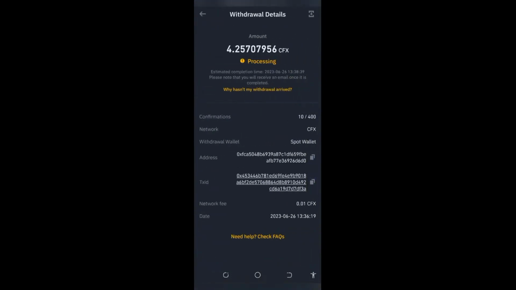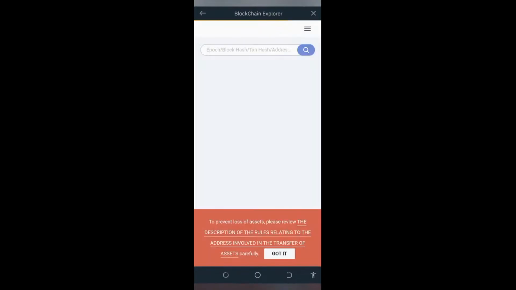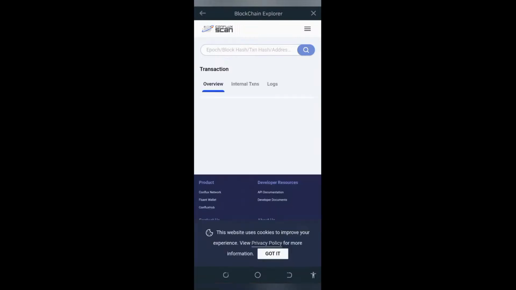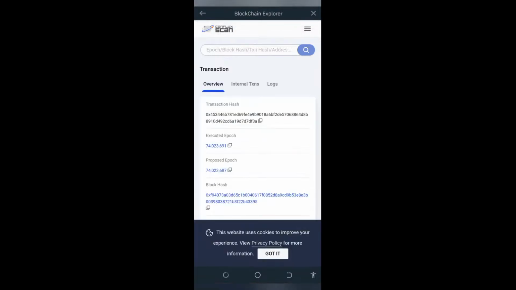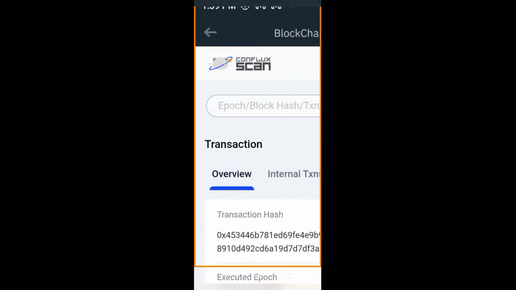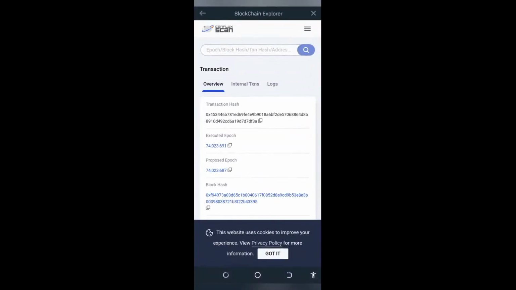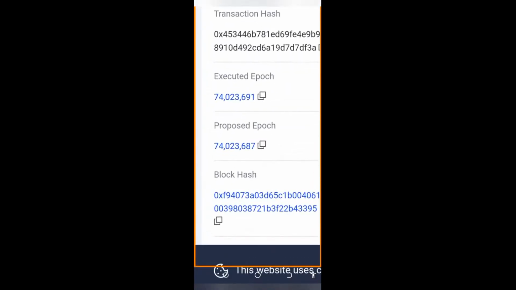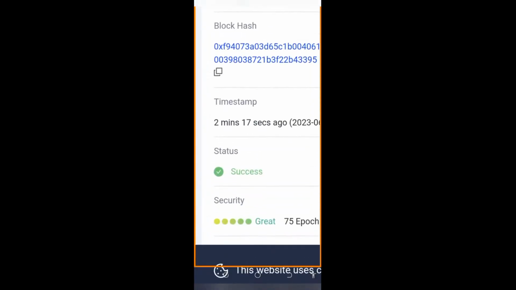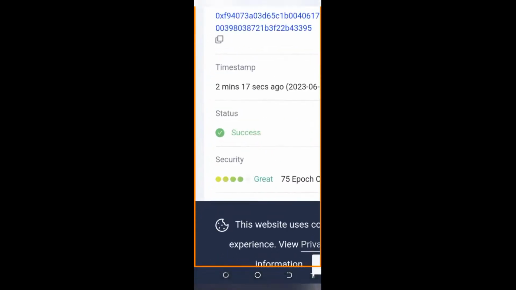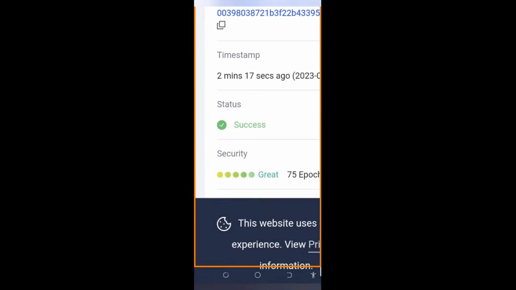Interesting. I don't know how long this is going to take. No idea, right? Let me click on this, to see whether it will take me somewhere to see what's going on. Well, this is what happens when you're trying to send money through networks. It takes time. Okay, to prevent loss of assets, please. Oh, what's all this? Okay, got it. Let's see what is going on here. Is there anything we need to check? Conflux Scan. All right, it's still doing its thing. Okay. Still working. It says success, actually. Status is success.